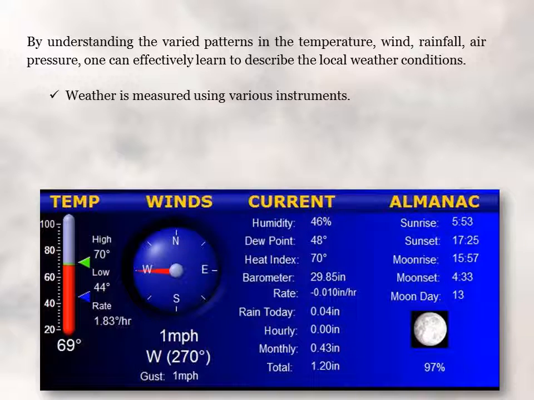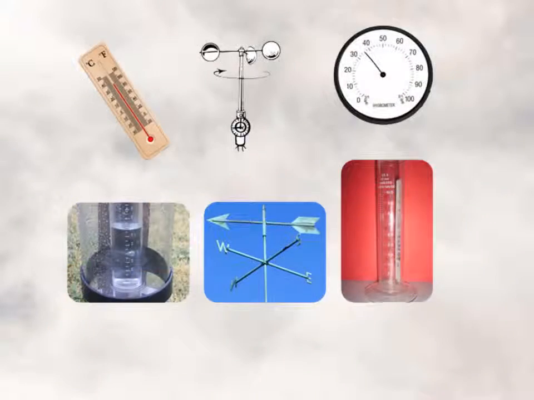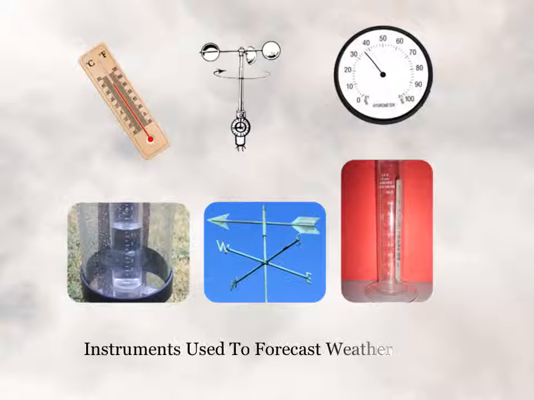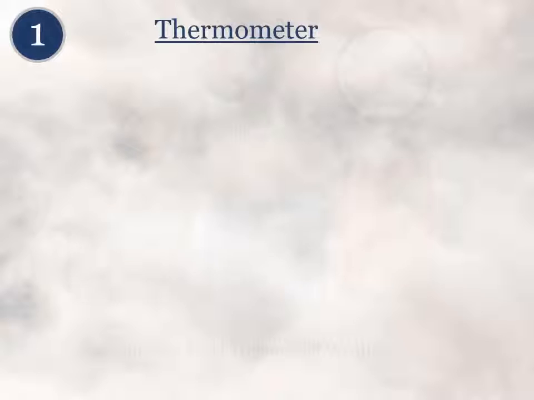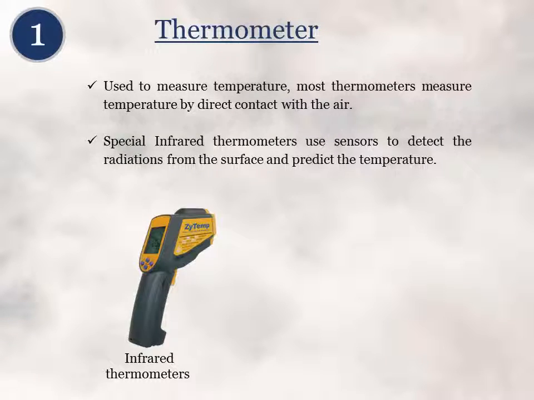These instruments are used to take measurements of various atmospheric parameters at local weather stations. This chapter entails an insight into the various instruments used to forecast weather. First, the thermometer, an instrument used to measure temperature. Most thermometers measure temperature by direct contact with the air. Special infrared thermometers, however, use sensors to detect the radiation from the surface and predict the temperature.